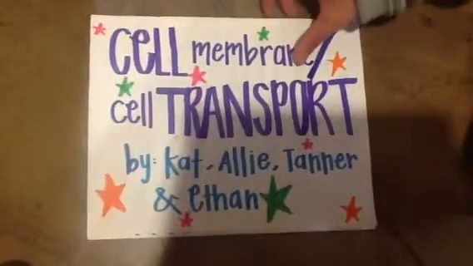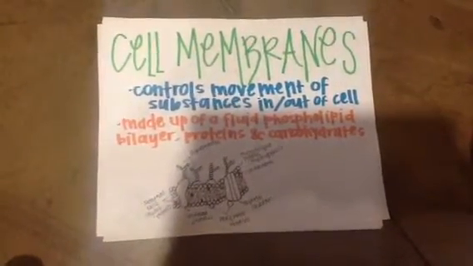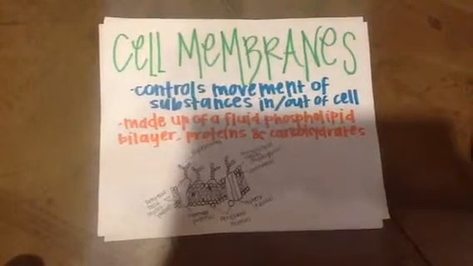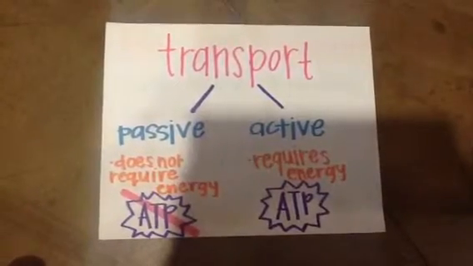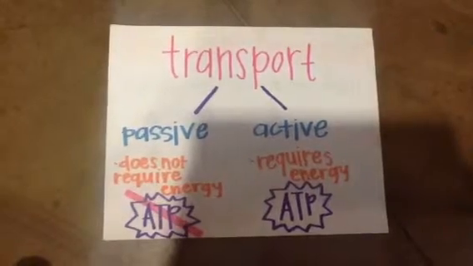Cell membrane and transport. The cell membrane is an especially important cell organelle with a unique structure, which allows it to control movement of substances into and out of the cell, making it very important in cell transport. Transport is the movement of substances into and out of the cell. There are two types: active, which requires energy, and passive, which does not.